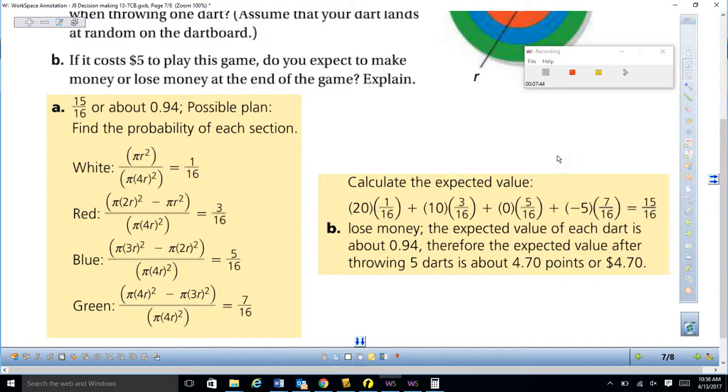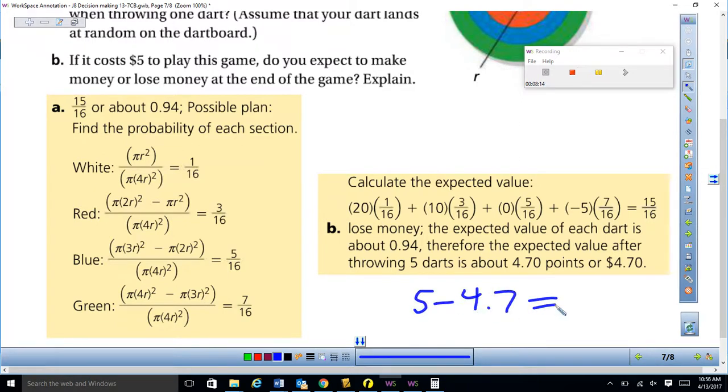Therefore, the expected value after throwing 5 darts is about $4.70. So if it's costing you $5 to play this game, you're going to lose about 30 cents playing this game. Not a very good deal. I'd recommend not playing.